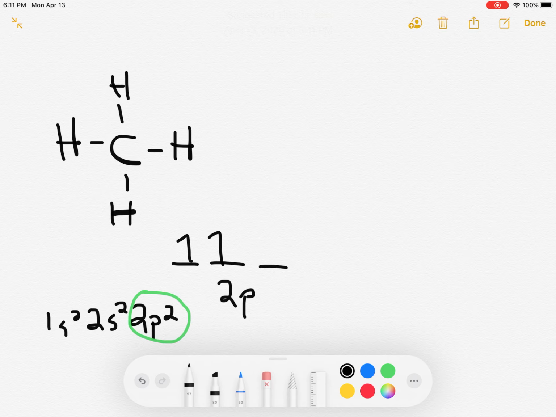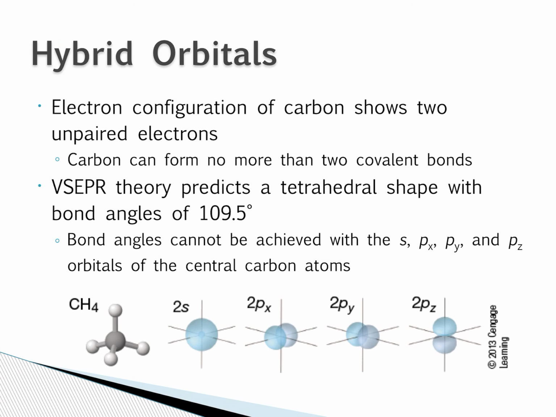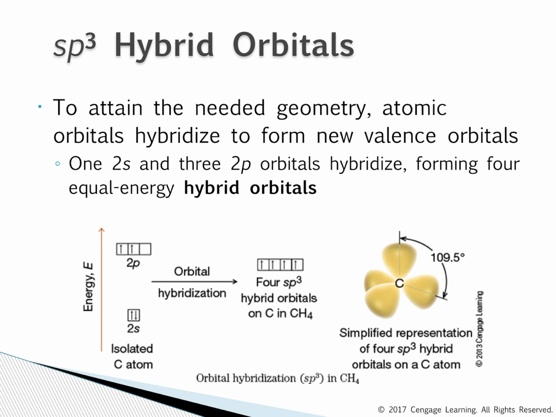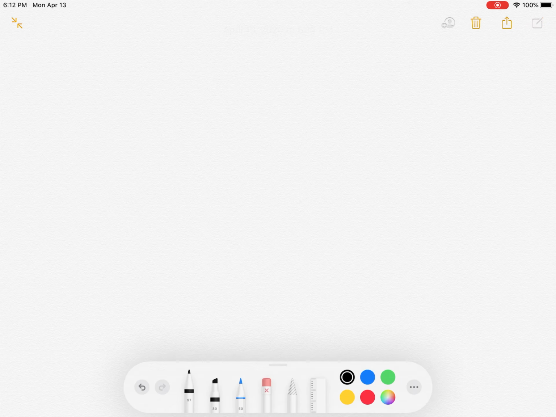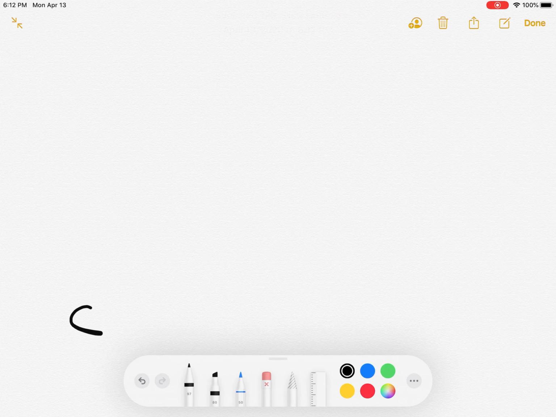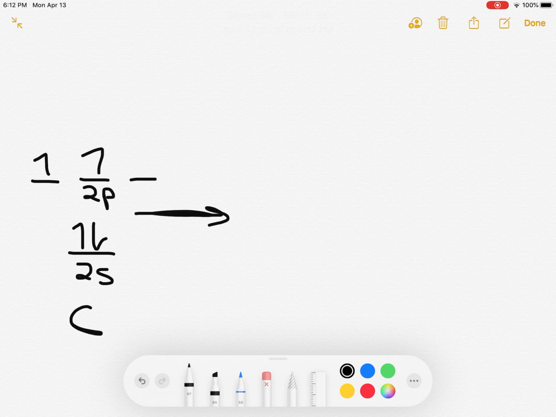Okay, so what happens is carbon will form a hybrid orbital. So it's going to form an sp3 hybrid orbital. So what it does is it takes the s subshell and the p subshell and it puts them together to form this hybrid orbital. So just to show you this, we're only looking at valence. I'm going to leave out 1s. We have 2 electrons in the 2s, and we have 2 electrons in the 2p.